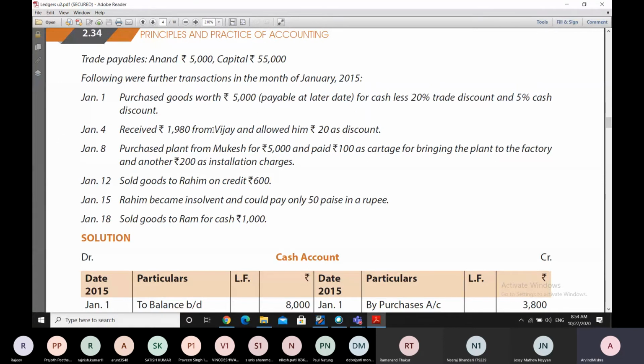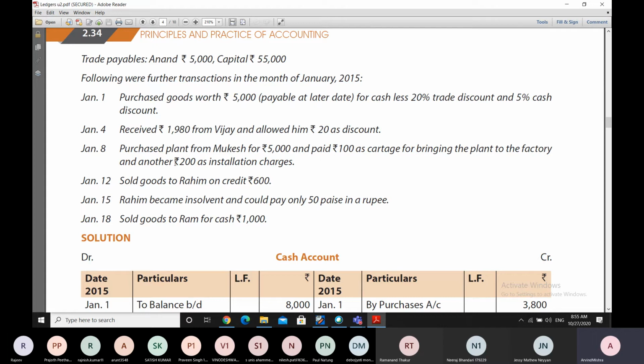So when we receive 1980 from Vijay, we credit Vijay's account by 1980 and we debit cash. And for giving discount to Vijay, we credit Vijay's account by 20 rupees and we debit discount account by 20 rupees.